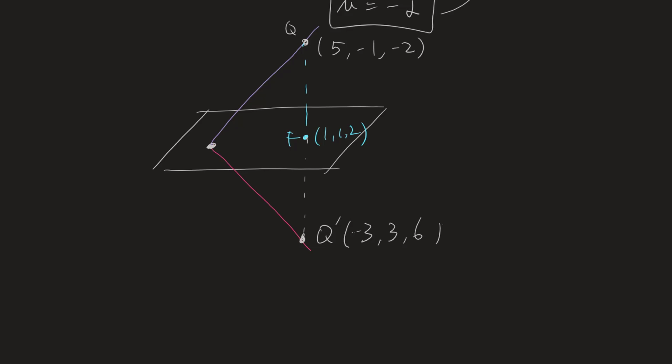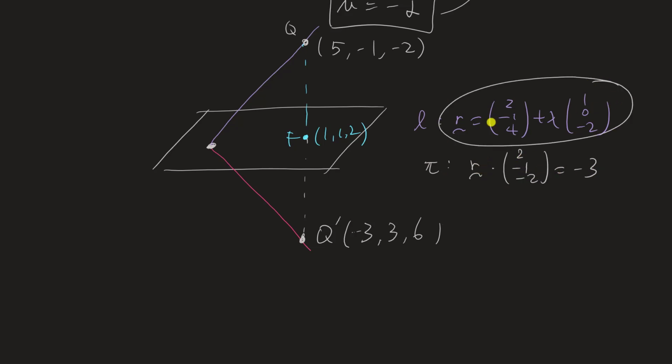To find this, just equate the purple line to the plane to find the intersection between the purple line and the plane. Purple line: r equals (2, -1, 4) plus lambda (1, 0, -2). Plane: r dot (2, -1, -2) equals -3. Push this r into this, same thing like we've done before. (2 + lambda, -1, 4 - 2 lambda) dot (2, -1, -2) equals -3.